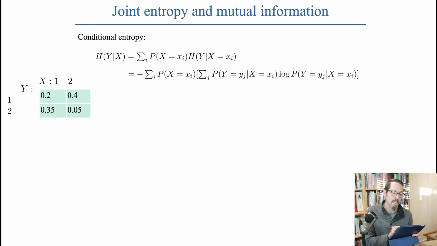So once again, this is exactly just like everything else. It's the probability times the log of the same probability. It's just that now these probabilities are conditional probabilities. They're the probability of y given x.